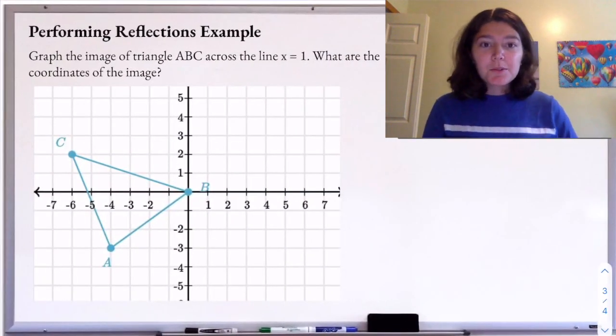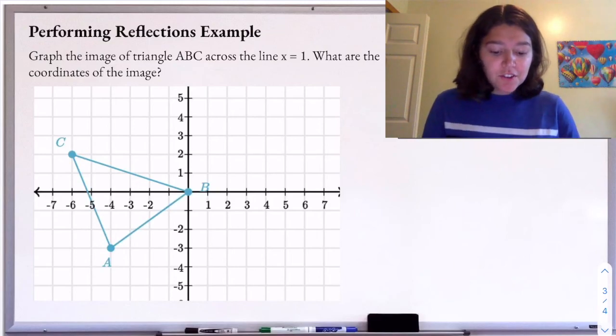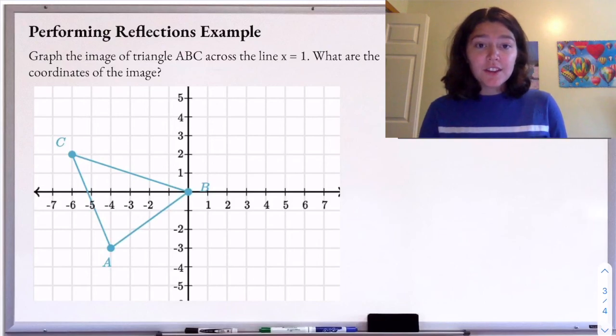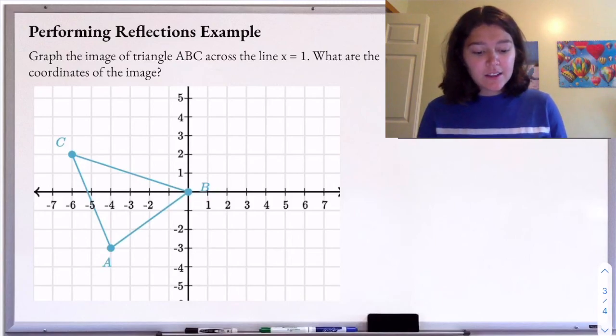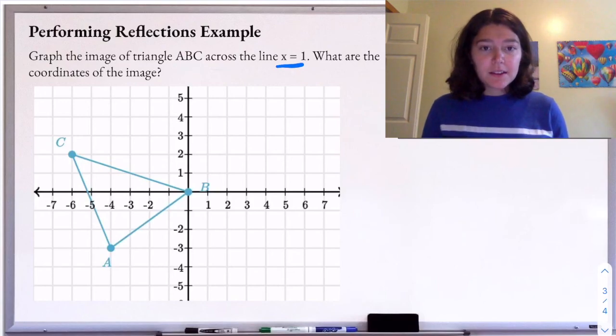All right, so let's perform a reflection. This question asks us to graph the image of triangle ABC across the line x equals 1. And we're asked, what are the coordinates of the image? The first thing we have to figure out here is what is the line x equals 1? This might be a new concept to us.